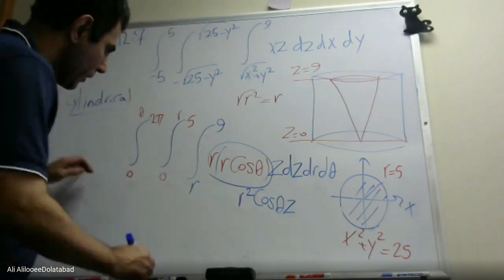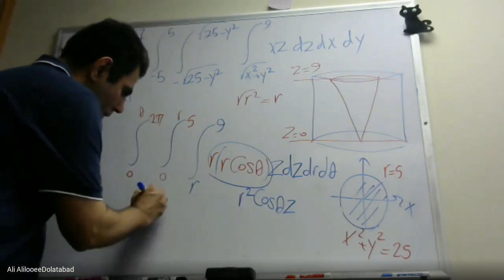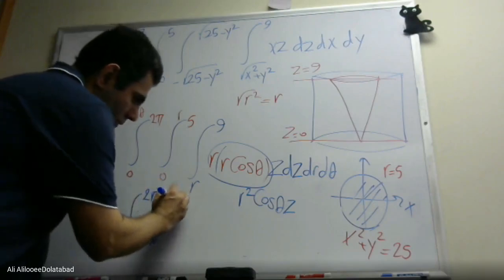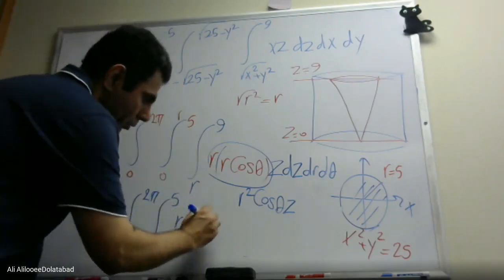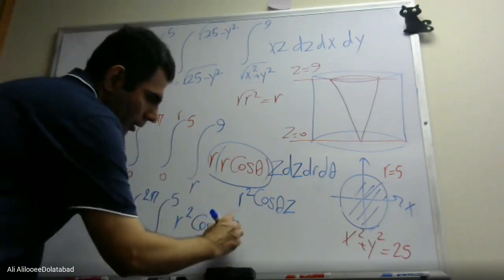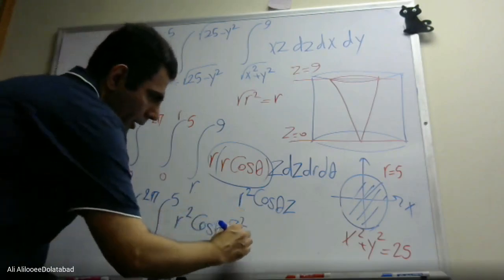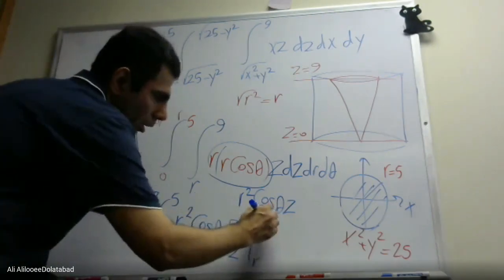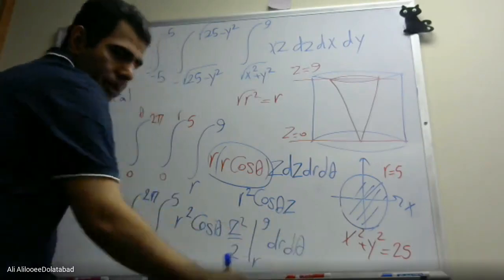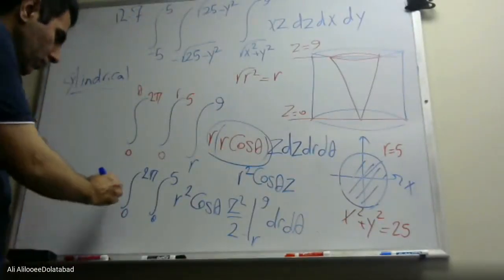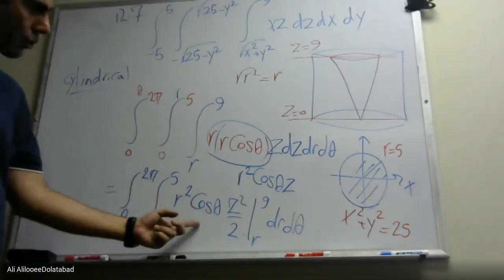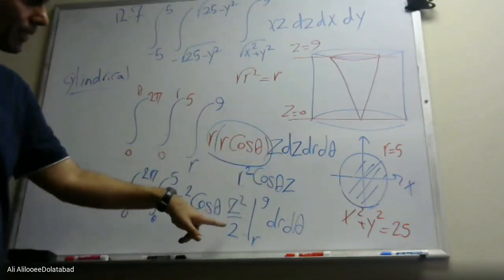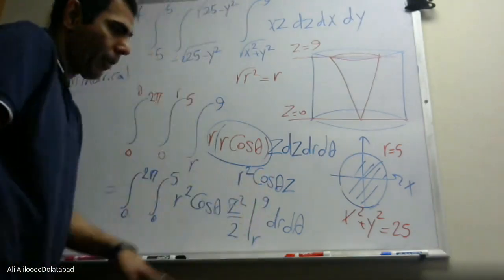I will integrate with respect to z, and let's do it. We have 0 to 2 pi, 0 to 5, and I integrate with respect to z. You have r squared cos theta times z squared over 2, evaluated between r and 9, dr d theta.